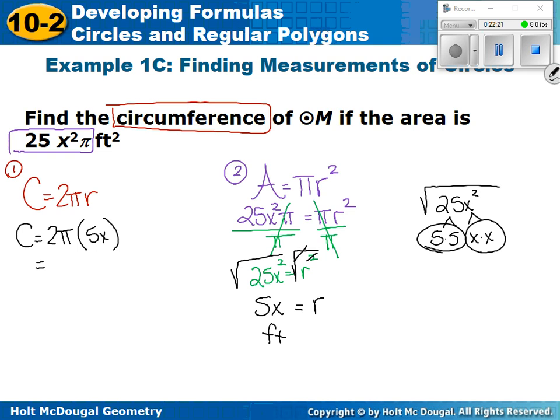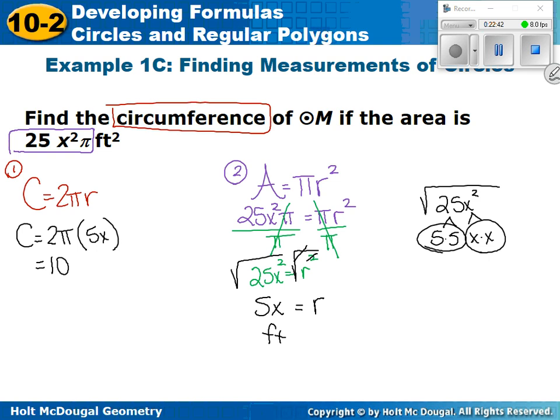That would put the 2 over to the circumference, and we're trying to find the circumference, so we don't want to divide, but could we simplify this right side at all? Is there anything we could do to make that a little simpler? Multiply the 5 and the 2. What is 2 times 5? 10.